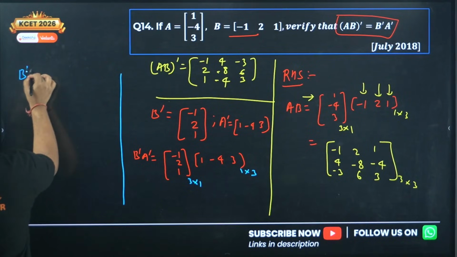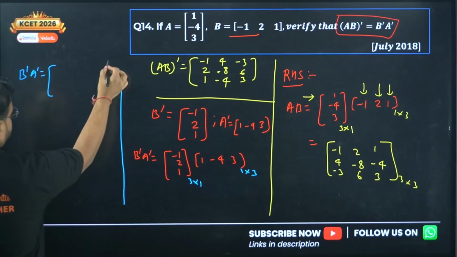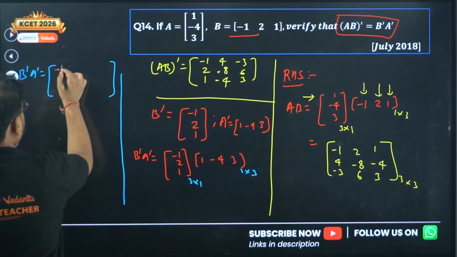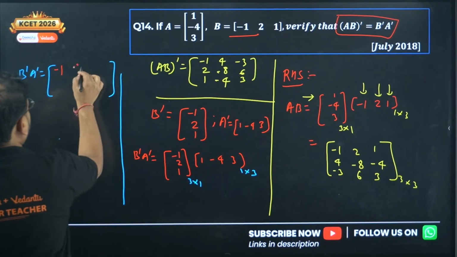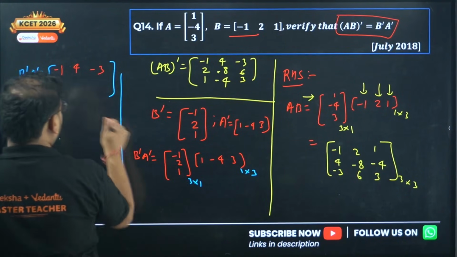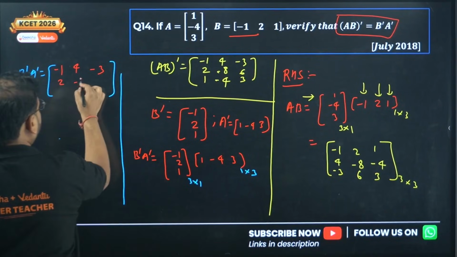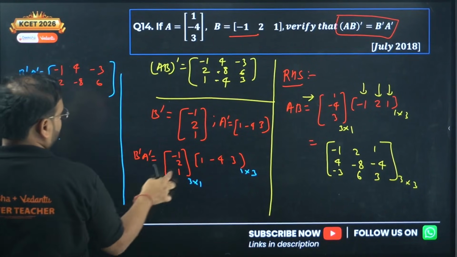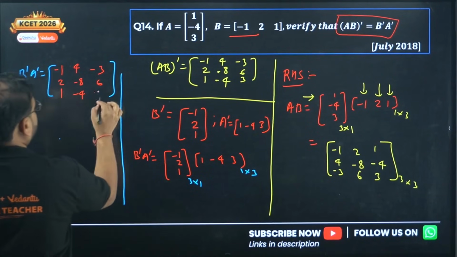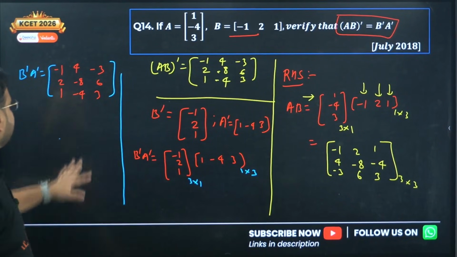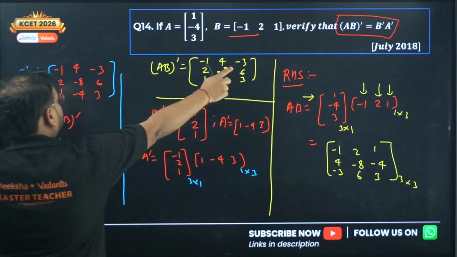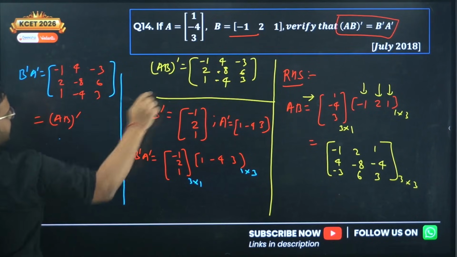What we have? B dash, A dash. Check the elements right here. Minus 1 into 1, minus 1 into minus 4, minus 1 into 3. 2 into 1, 2 into minus 4, 2 into 3. 1 into 1, 1 into minus 4, and 1 into 3. Now this is your result of B dash A dash. Check carefully, this is equal to AB dash. Check here: minus 1, 4, minus 3, 2, minus 8, 6 and so on.